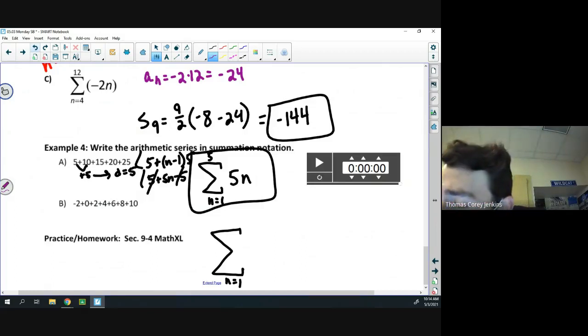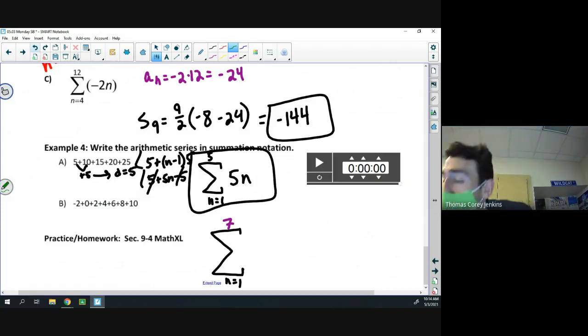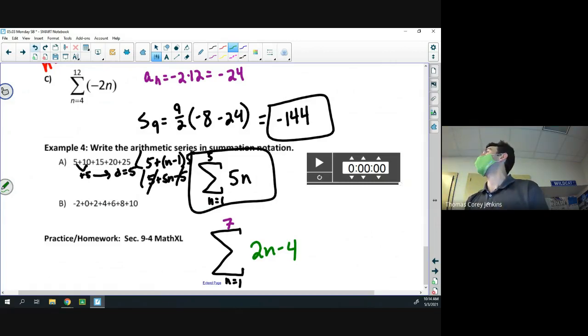So you may want to note that. So 7 goes up top. And then lastly, what goes there? What's my rule? Anybody think they have that? Sydney? It is 2n minus 4. Very good. Okay. Anybody want to see where we come up with 2n minus 4 or have any other questions? All right. So that's it. Yes? 2n minus 4. All right.